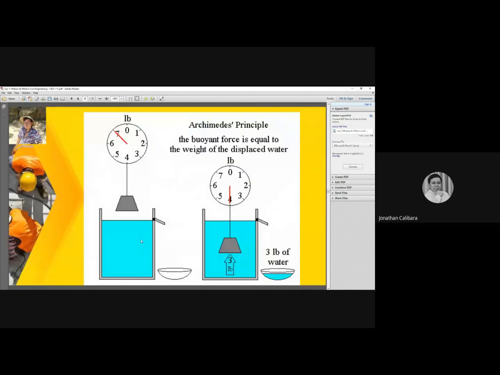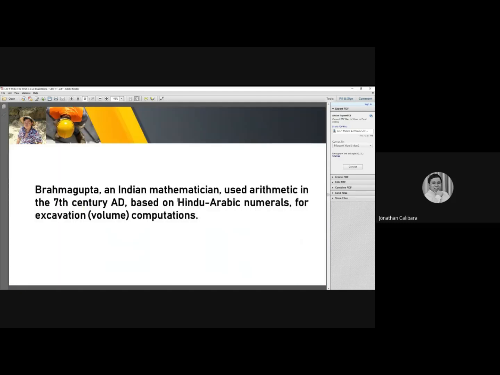According to Archimedes, the buoyant force is equal to the weight of displaced water. Meaning, the water displaced by the weight you put in is equal to it. Say I put 5 kilos in a tub and it spills. What spilled is automatically 5 kilos. That is the principle. Okay, next, Brahmagupta, an Indian mathematician. Always Indian mathematicians.